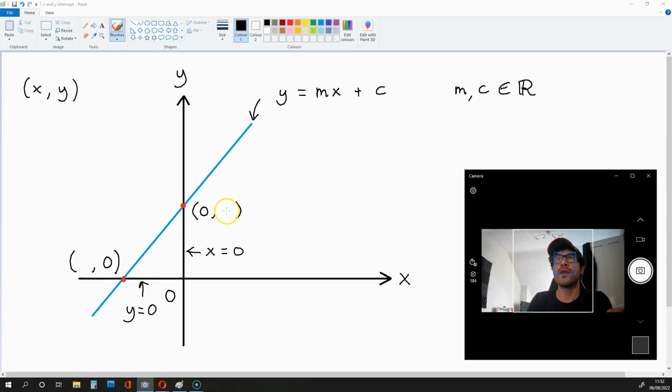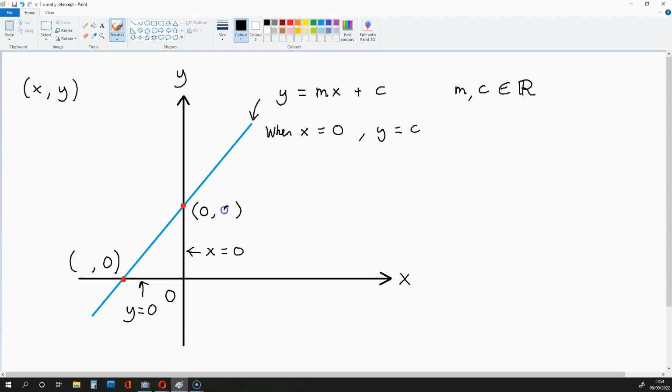Now, if we want the y coordinate for this point, we set x is equal to 0 for this equation. And if we want the x coordinate for this point over here, we set y is equal to 0 for this equation. Now, when x is equal to 0, y is simply going to be equal to c. Okay, so we know that this point over here is going to be 0, c.